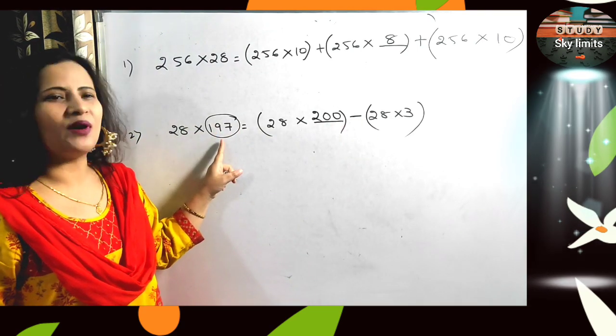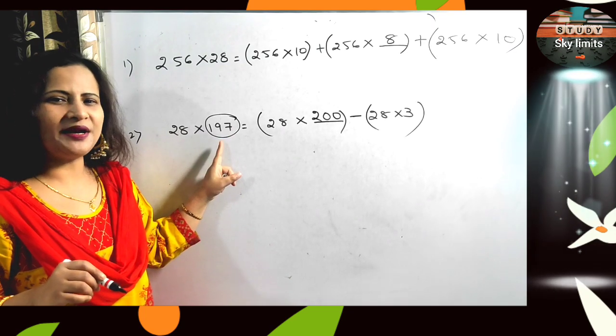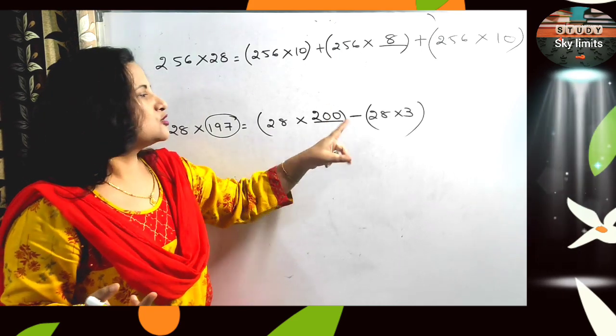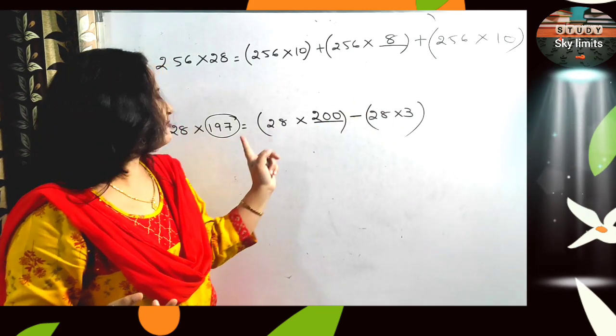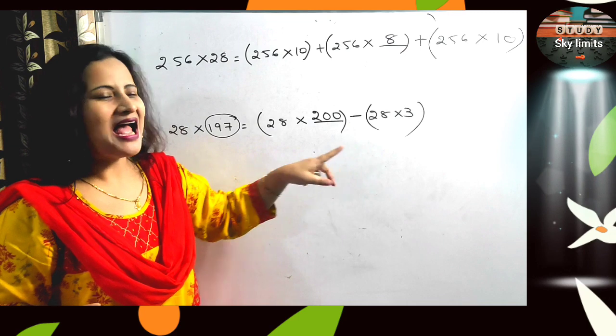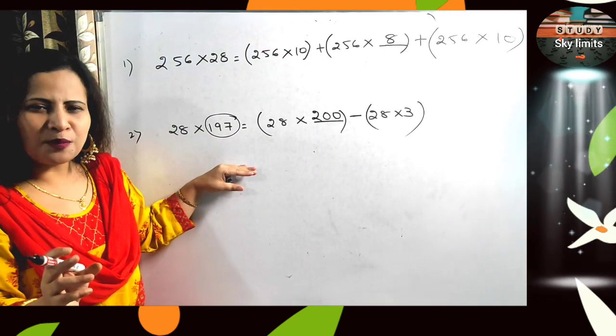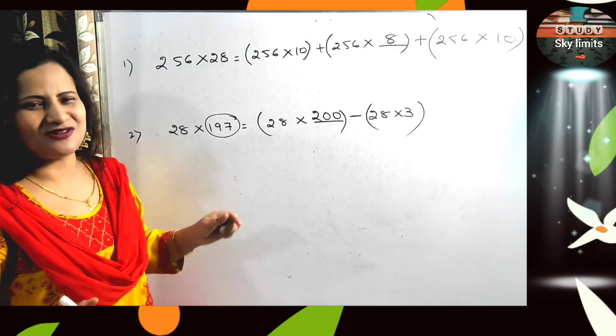What has been split here? 197. In what manner have they split it? Not as 100 plus 97. It's not plus here. It's minus. So something minus 3 will give me 197: 200 minus 3. And the name of the property used here? Distributive property of multiplication over subtraction.